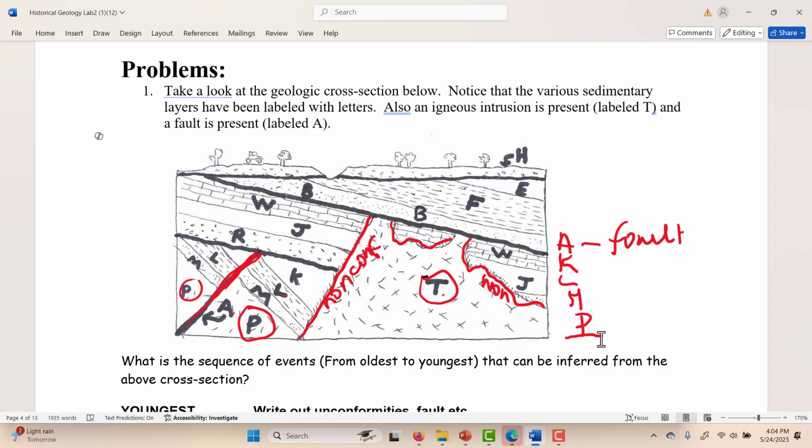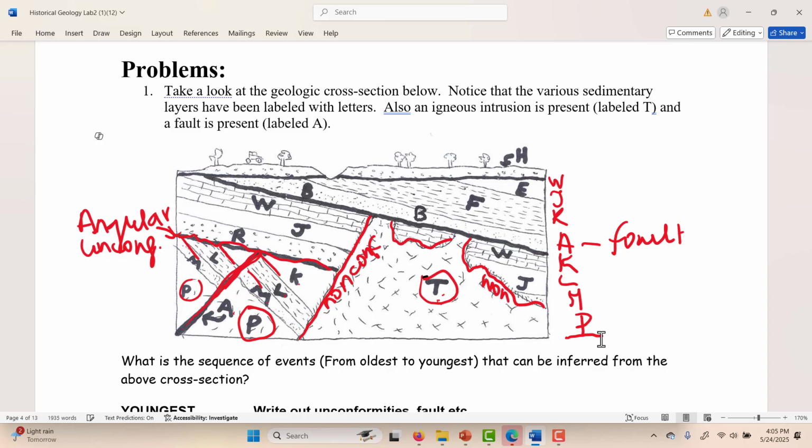After the fault, there is an unconformity right here. And if I ask you what kind of unconformity, you have to see that these layers here are coming up with an angle. So I hope that you see that that unconformity is an angular unconformity. After the unconformity comes R, J, and W. So R, J, and W. You see that? Then what happens?